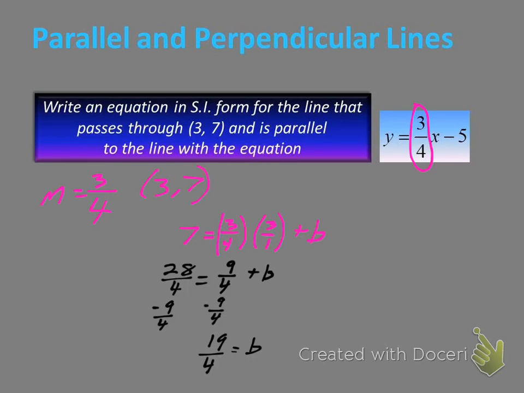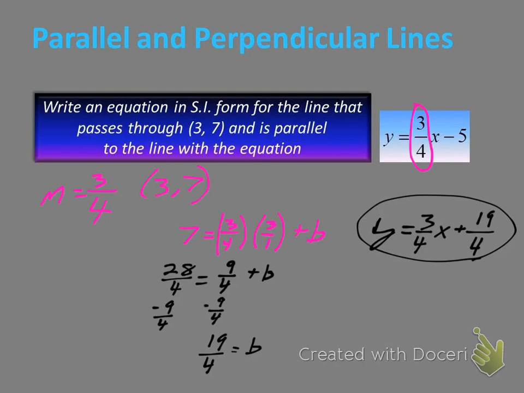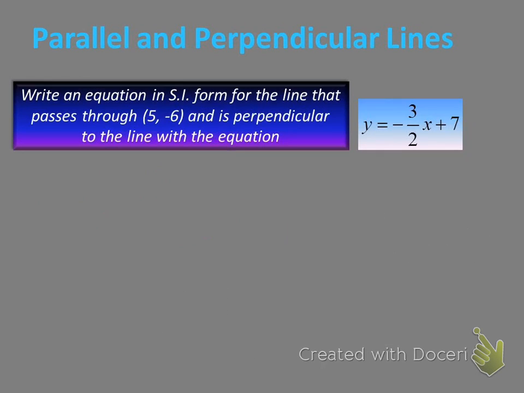All right, last thing, make sure you always rewrite it. And make sure you use your new slope, okay? This one, your slope didn't change, which is nice, so 3/4 x plus 19/4. Okay. This is what I was talking about where you might have fractional y-intercepts, which is okay. That'll happen.